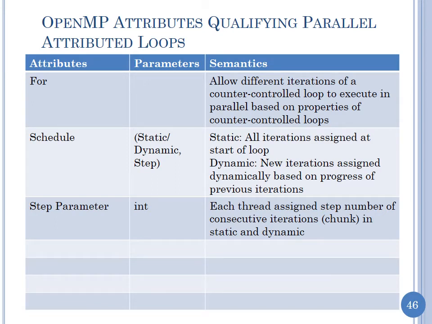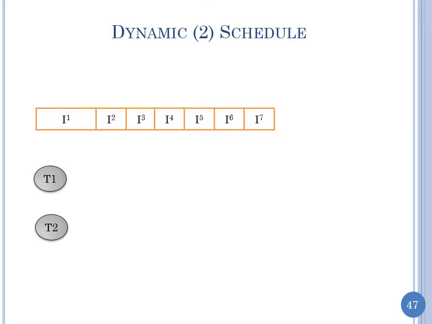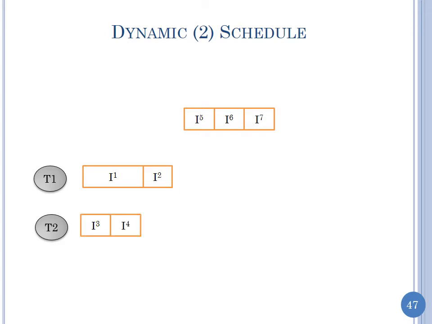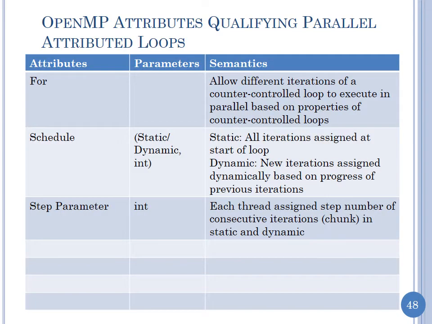So a dynamic schedule would work like this. We assign I1 and I2, two iterations. We assign I3 and I4, two iterations. Now we've got to assign the next two iterations to somebody, and we'll assign that to T2 because T2 finished earlier. If there's a thread pool, T2 would fetch I5 and I6 before T1 did, and then we can assign I7 to T1. So that's our dynamic policy.